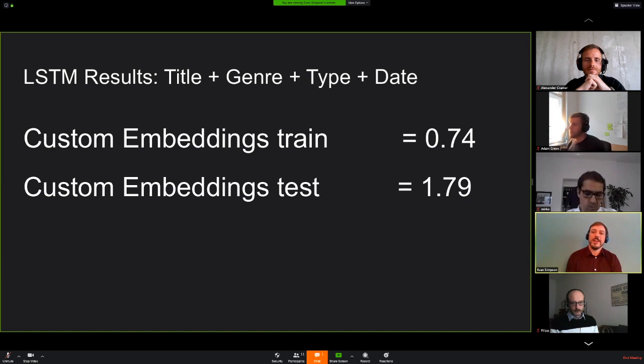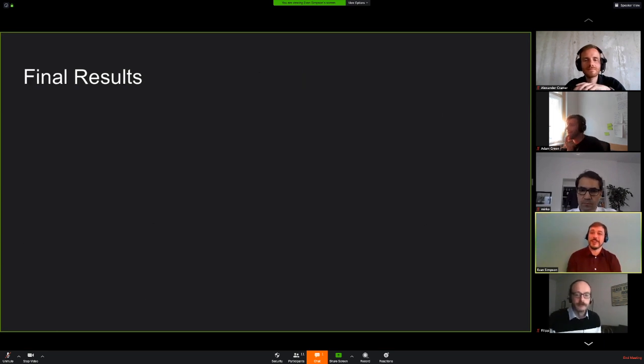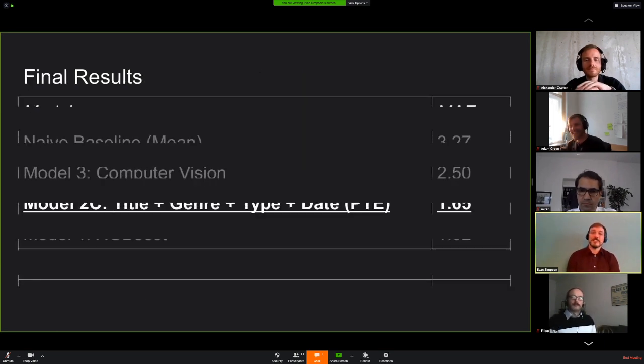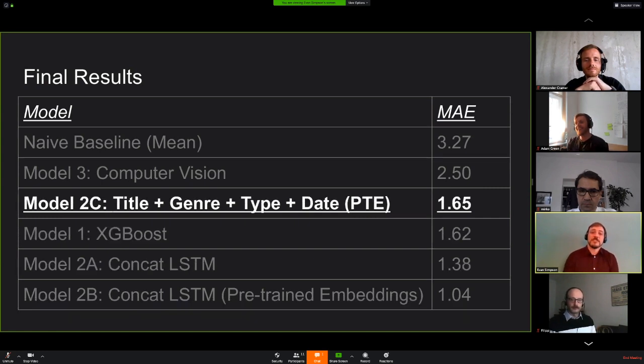And once again, with custom embeddings, it does quite well. But then, as always, with the pre-trained embeddings, it does even better. And so in the end, these are my final results. And so if I was to go into production, I could imagine using this model that's highlighted over the others.